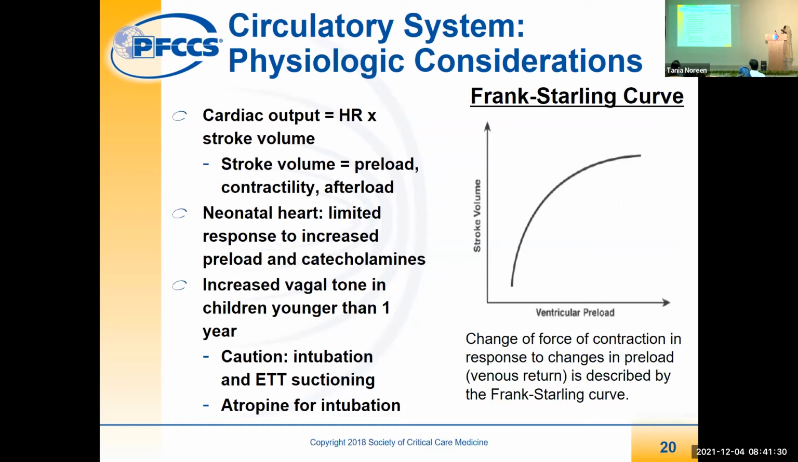So circulatory system, after the respiratory system will come to the circulatory system. There are certain physiological considerations. जिस तरह respiratory anatomy different है बच्चों में as compared to adults, similarly, there are certain circulatory significances in the patient.